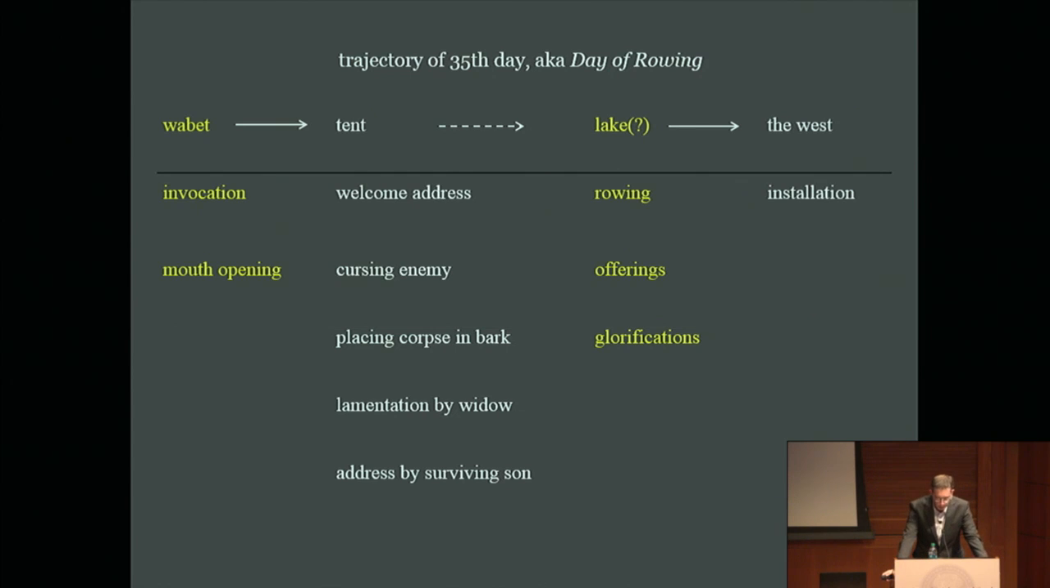Unfortunately, at this point, the Louvre part of the manuscript breaks off. The rites that immediately follow are therefore unknown. Irrespective, it is clear that the corpse will eventually leave the tent, being transported in its ceremonial bark. We pick up the ritual again with the Vienna sheet of the manuscript. This is where we find the text of the rite of rowing. Remember, the 35th day is after all the day of rowing.